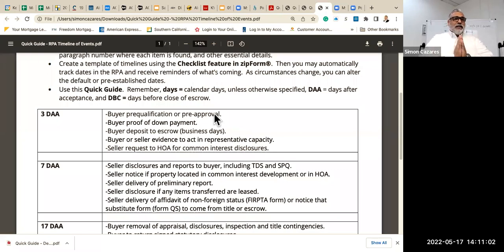Now, yes, I know that we leverage ourselves and we have our transaction coordinator, right? Or we have an assistant that helps us with the timelines of events. But to be quite honest, it's not their responsibility. Because at the end of the day, you can blame whoever you want to blame, but it's always going to fall back to the licensee. And that's you, and that's your responsibility.